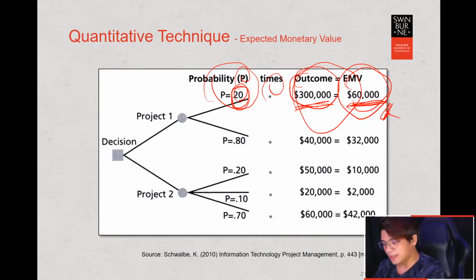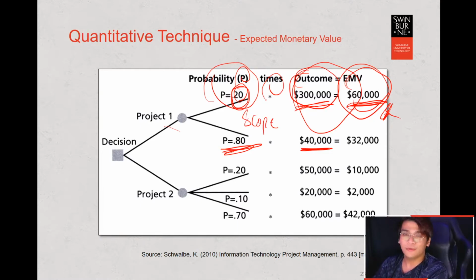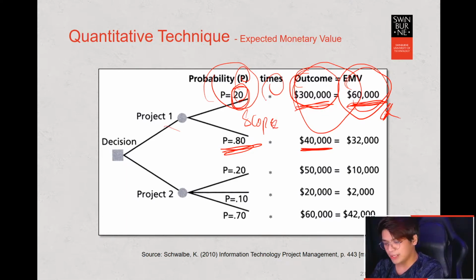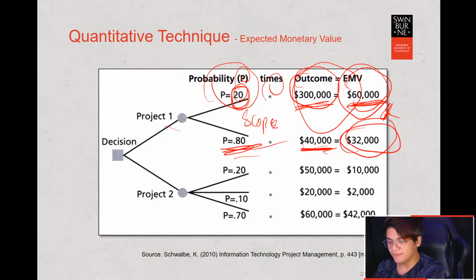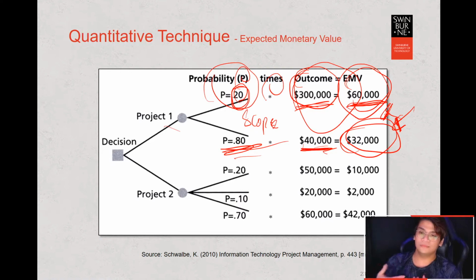And how about this one in project one? Also, an 80% chance of it happening, and maybe that will cost 40,000 ringgit. Probably scope change. Your client doesn't like your project and everything, so they ask to change the scope, and then you need to spend that much money to maybe hire people, get more people to do your project, need more time, more resources and all that. And then you can multiply these two together, and the expected monetary value of this you can use to evaluate how to mitigate the risk.